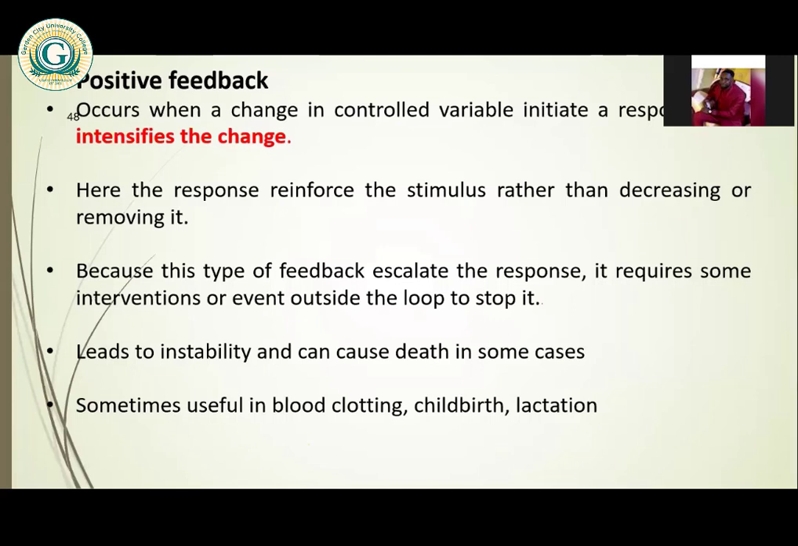Who asked the question? Right. Are you okay with the difference?